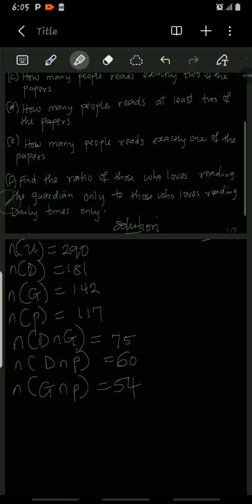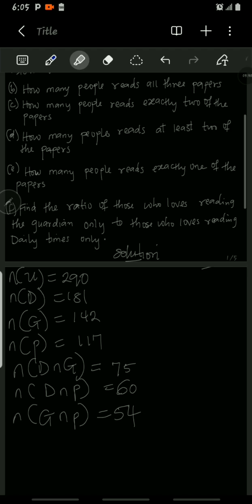Now I'll need to draw my Venn diagram. Before I draw my Venn diagram, please listen attentively. When you are working with sets, if they give you the universal set as 290, all the remaining values given in the question, when they are added up, are going to give you more than the universal set.